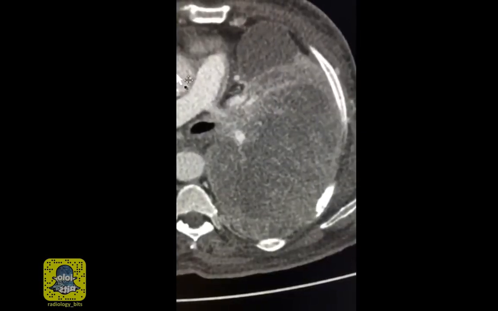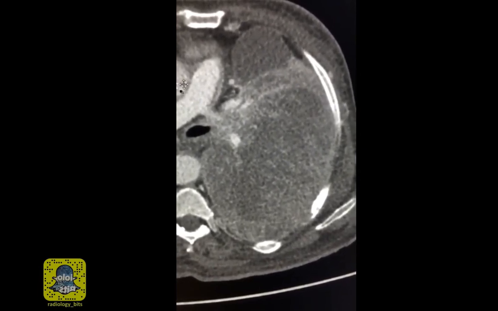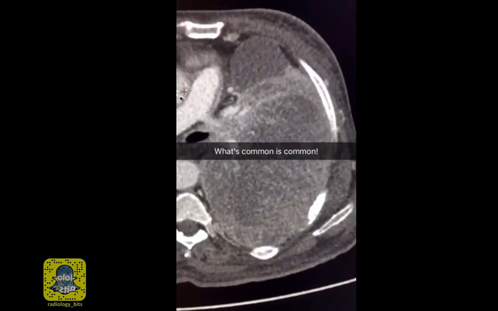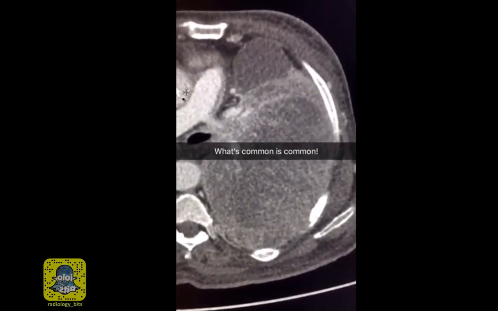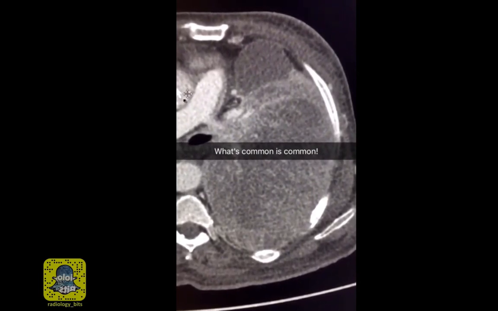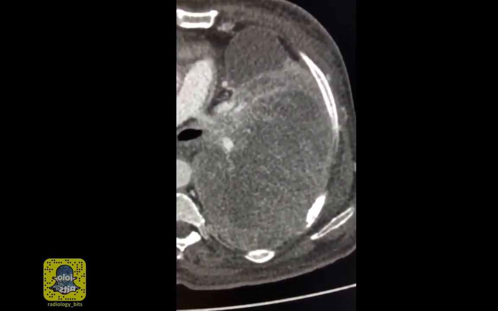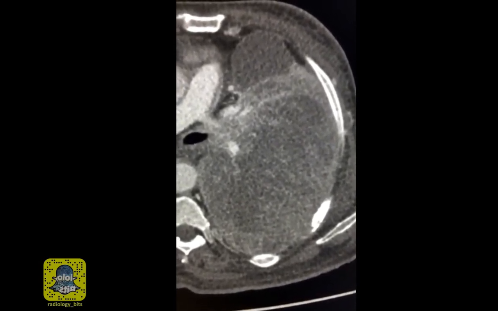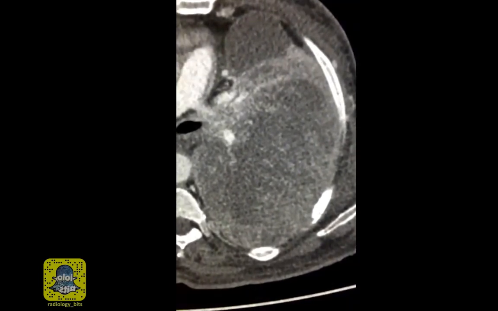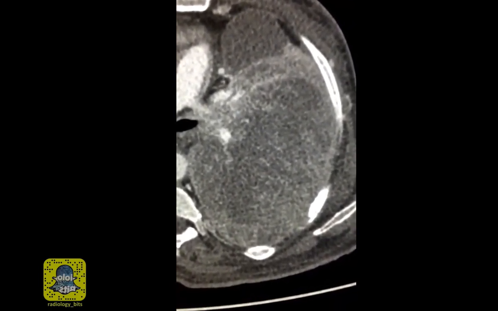The reason this is important is because I want to highlight a very simple yet extremely important rule for senior residents. Although it almost sounds like a cliche, it is important. And the rule is, what's common is common. If you show this to anybody who's junior and tell him that this is a patient who has a lung mass and he's a smoker, the first thought would be lung cancer secondary to smoking.